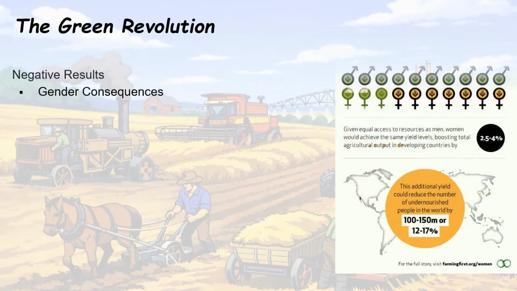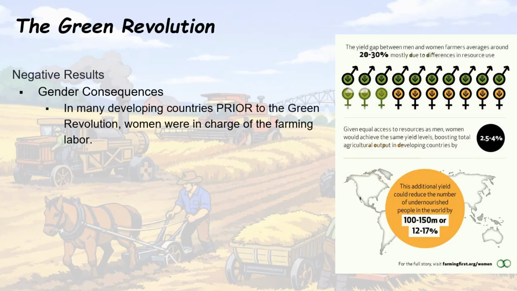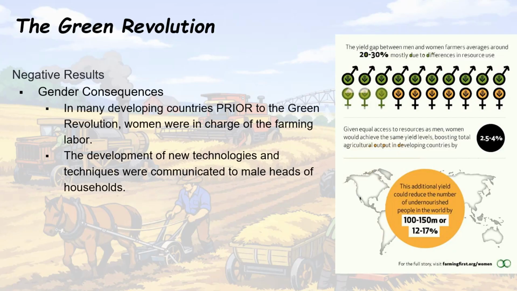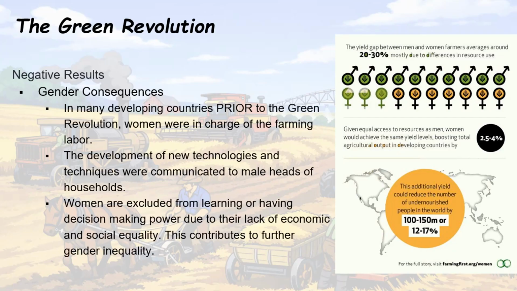Before the Green Revolution, in many developing countries, women were heavily involved in farming. They were planting, harvesting, managing fields, full main character energy in agriculture. Then the Green Revolution shows up with high-yield seeds, fertilizers, irrigation systems, and machinery. And who gets trained? Mostly male heads of households.